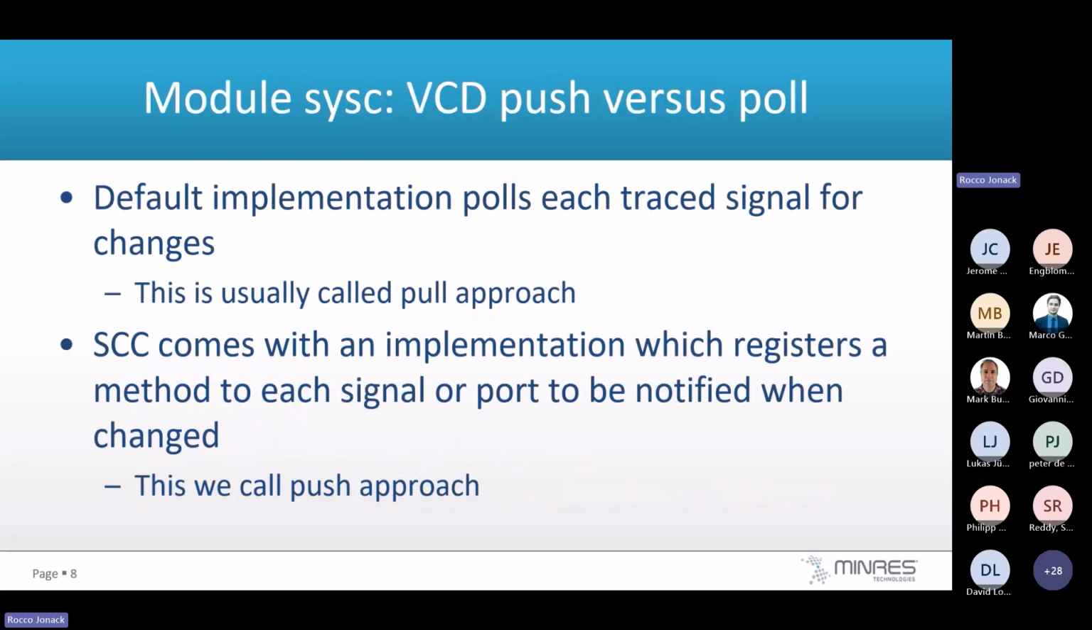Yes, one of the bigger differences that really changed the performance was, for instance, that we changed the VCD implementation from a poll mode, where you check every cycle if a signal has changed, into a push mode, and that really improves the performance of the VCD tracing significantly.